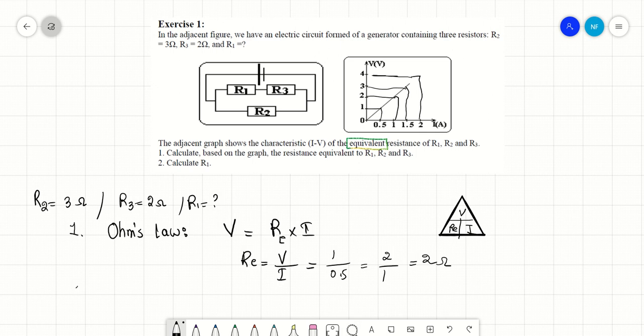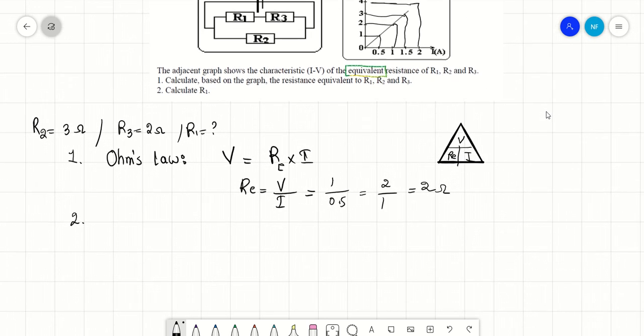The second part: calculate R1. We are asked to calculate the resistance R1, which was not given from the very beginning of the exercise. Okay. First of all, when I have resistors and I calculate the R equivalent, I follow a certain sequence. Let's check what this sequence is.